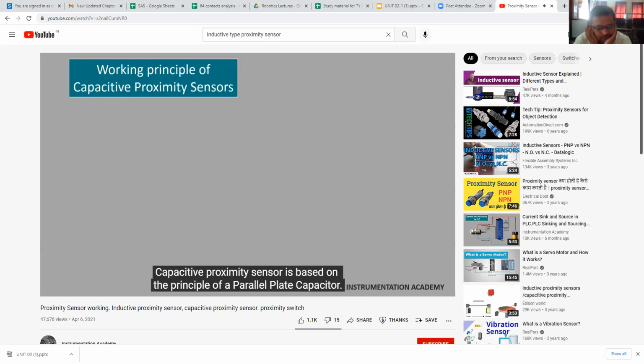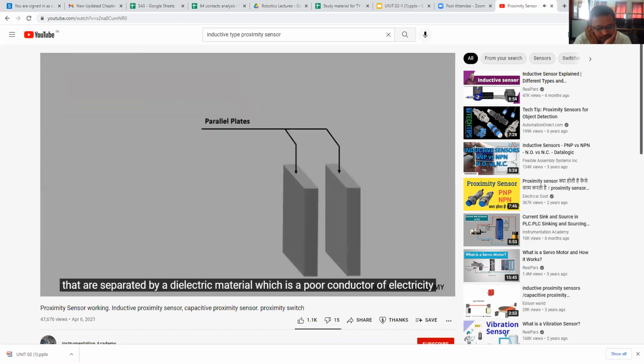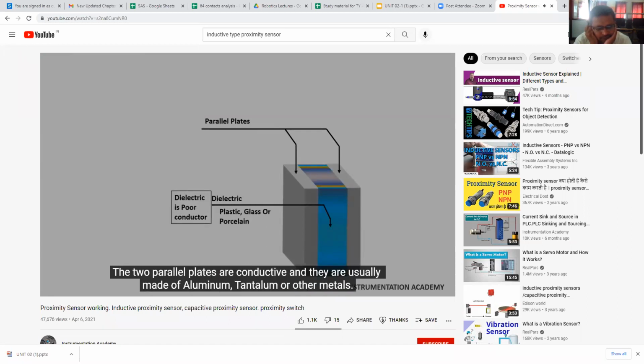Capacitive proximity sensor is based on the principle of a parallel plate capacitor. Parallel plate capacitor consists of two parallel plates that are separated by a dielectric material, which is a poor conductor of electricity, such as plastic, glass, or porcelain. The two parallel plates are conductive and they are usually made of aluminum, tantalum, or other metals.